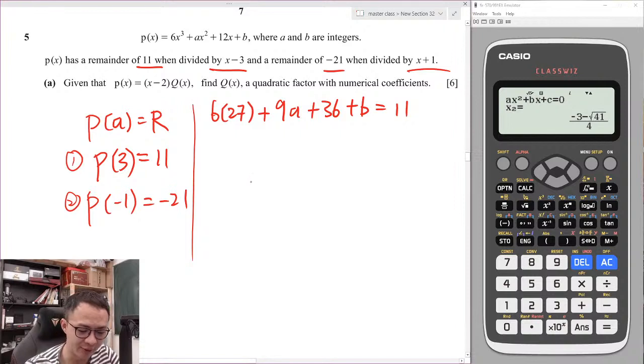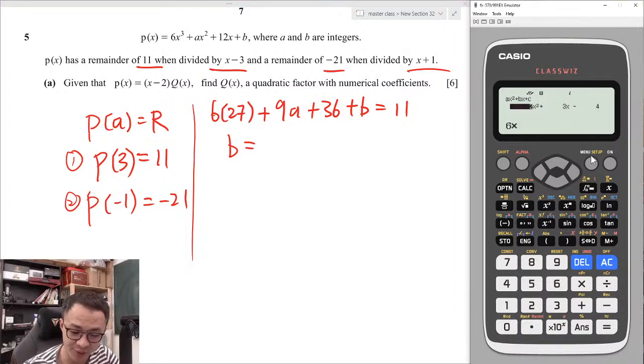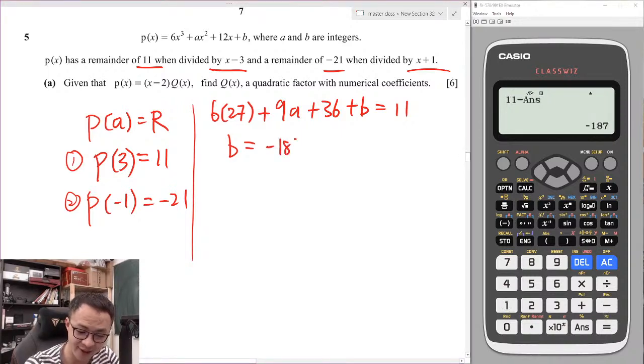Alright, so maybe I make b the subject. So 6 times 27 plus 36 is 198. So 11 minus my answer, which is negative 187. I throw the 9a also, minus 9a. This one will be my first equation.